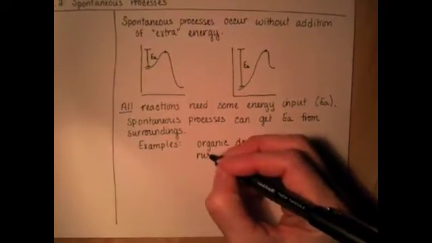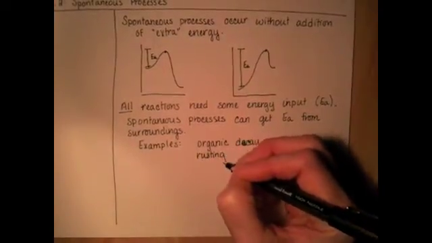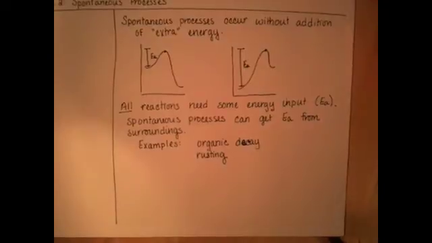Rusting is a spontaneous process. If you have a piece of regular metal sitting out in your driveway, especially lately, it's been raining constantly, it's just going to spontaneously rust, and you don't have to do anything in order for the rust to start forming.